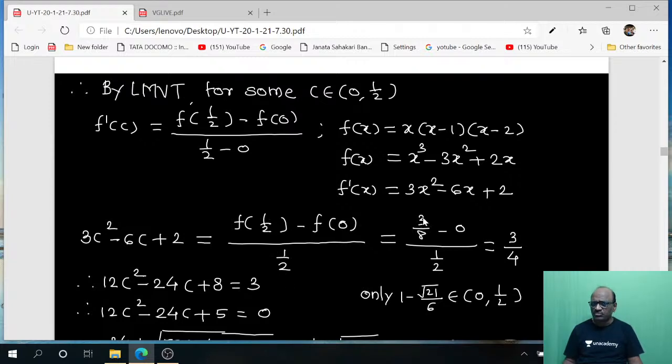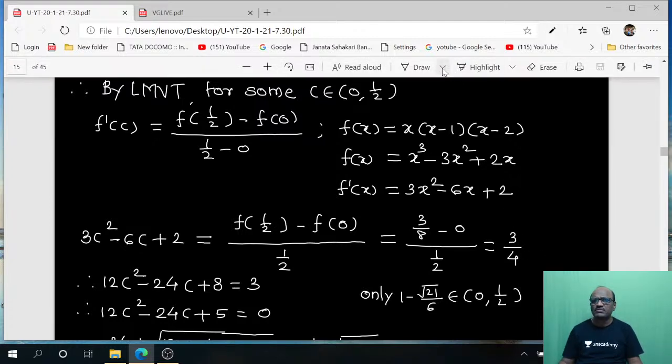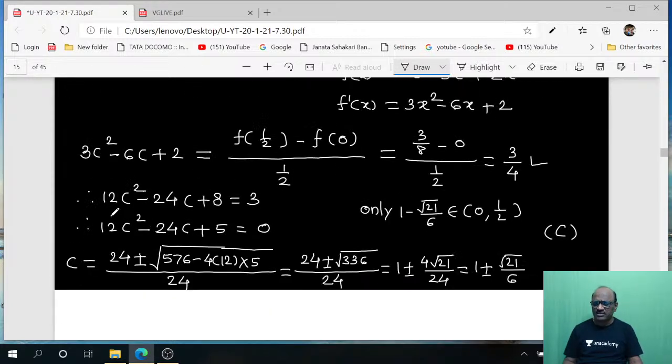Substitute the value of f of 1 upon 2, which is 3 by 8, f of 0 is 0, and here is 1 upon 2 minus 0, here is 1 upon 2, and after simplification you will get 3 upon 4. So 3c square minus 6c plus 2 is equal to 3 by 4, and here again we will simplify. That is, we will get 12c square minus 24c plus 8 is equal to 3. And to find out the roots of this equation, we will apply the formula.